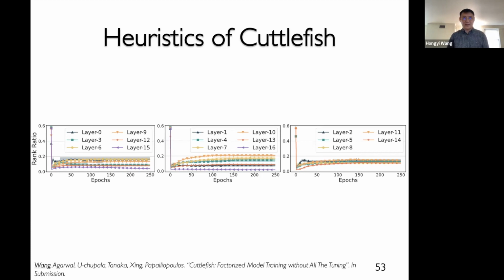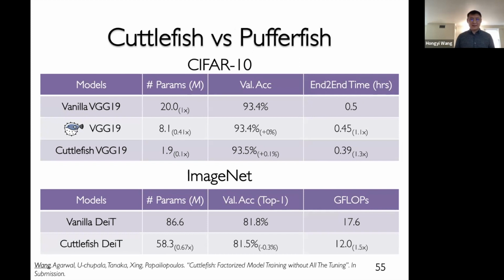So here, when I show you, it's actually the end-to-end time, and it contains everything. It also includes the warm-up, right? In the warm-up stage, you are training the full rank network. That's the same as vanilla SGD, actually. And that captures everything. So if you consider that, you will still be faster.